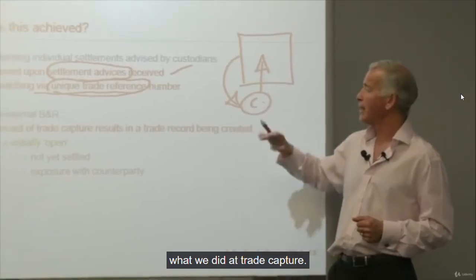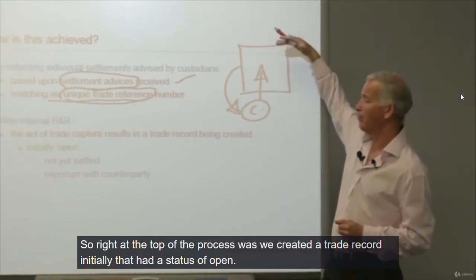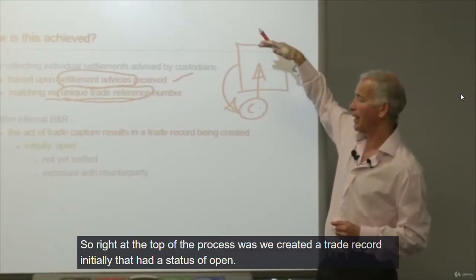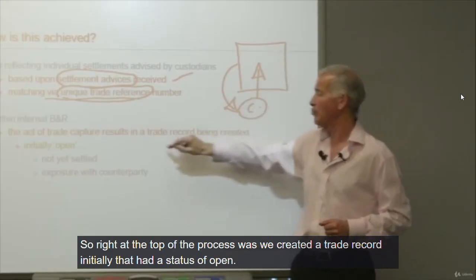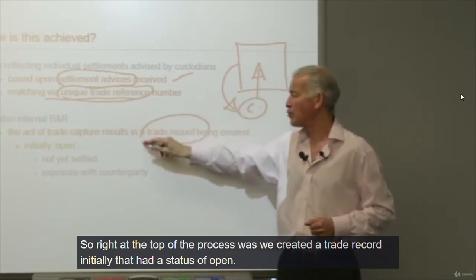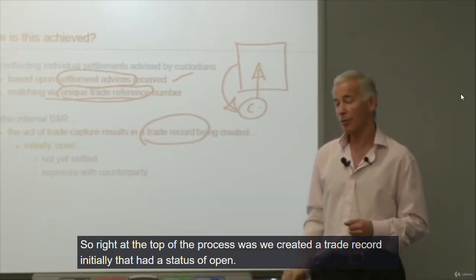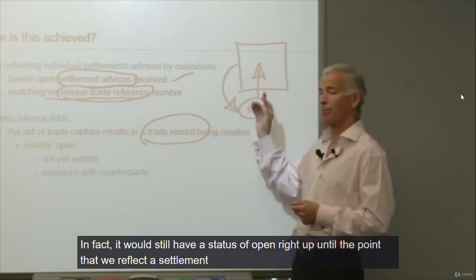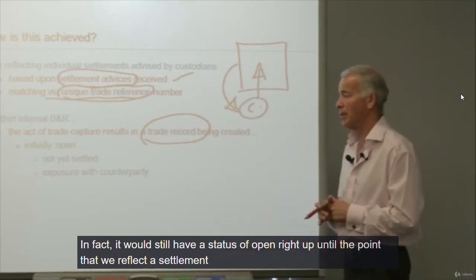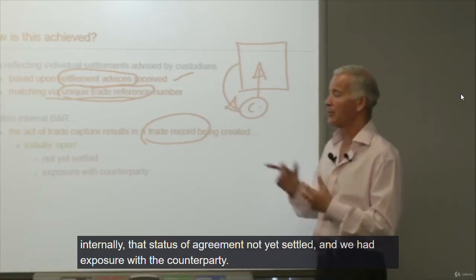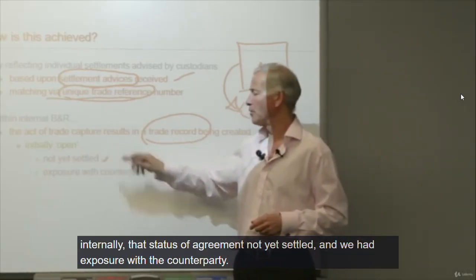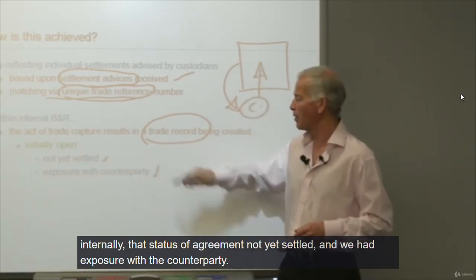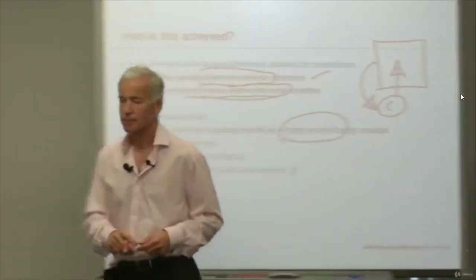So within internal books and records, what we did at Trade Capture, right at the top of the process, was we created a trade record. Initially that had a status of open. In fact, it would still have a status of open right up until the point that we reflect settlement internally. That status of open meant not yet settled and we had exposure with the counterparty.